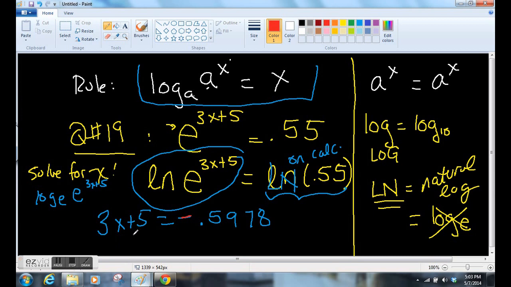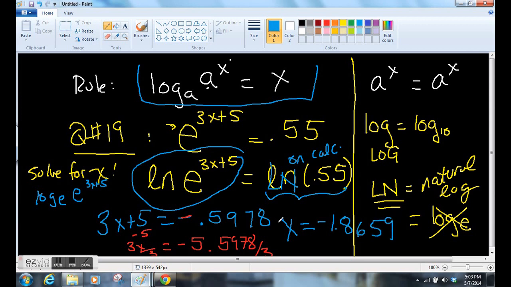Now we can just subtract 5 from both sides. That gives minus 5.5978 equals 3x. Divide both sides by 3, and you get, finally, x equals minus 5.5978 divided by 3, which is minus 1.8659. I know this is a messy looking piece of paper, 1.8659.